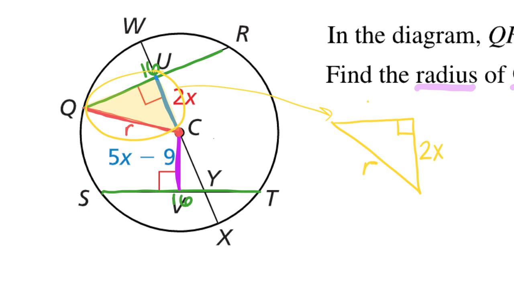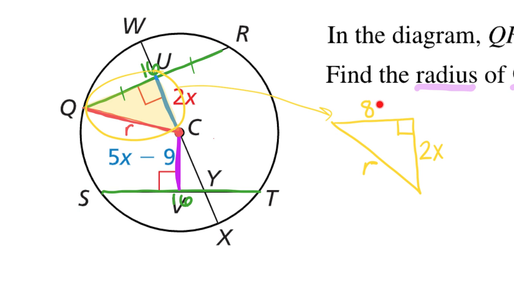And then we have this side here. I'm going to call that 8. The reason why I'm calling that 8 is because the entire chord is 16, but we have this diameter that's perpendicular to it, so that diameter is splitting that chord in half. So each of those pieces would be 8. So I have this right triangle. If I knew what x was, then I could just do the Pythagorean theorem.